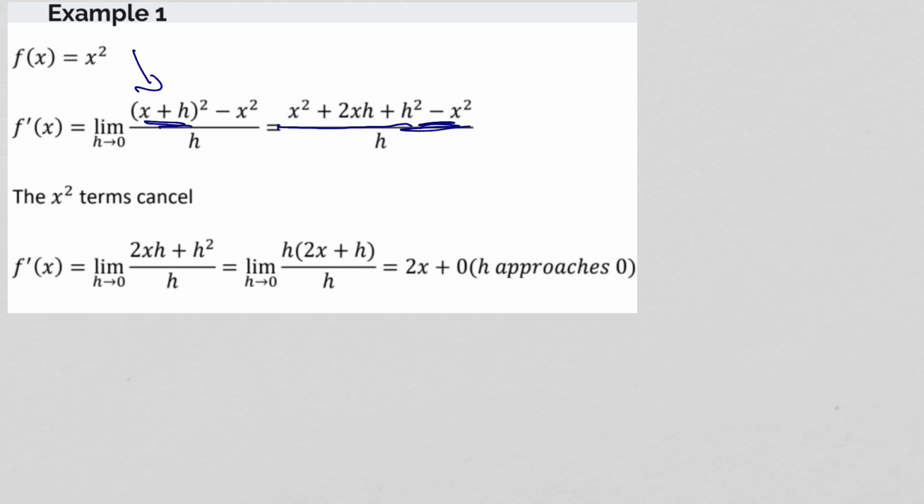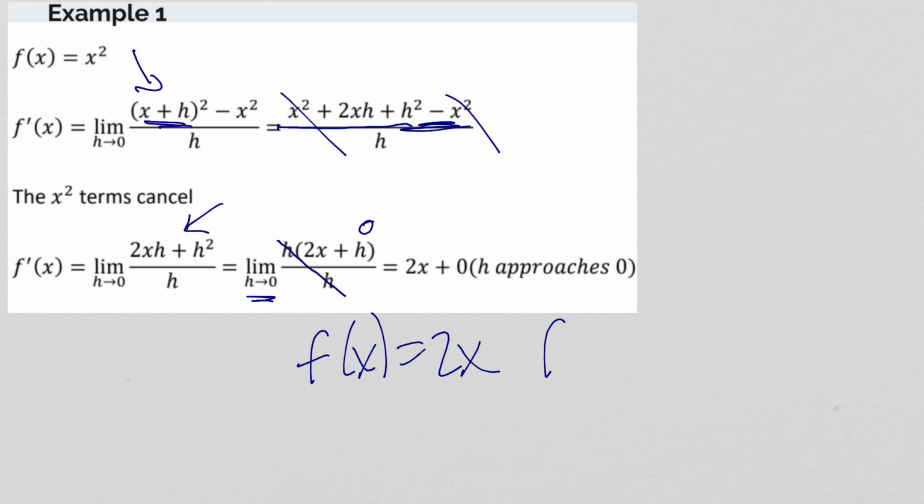So what do you notice? These two terms cancel out, and I'm left with 2xh plus h squared, all over h still. I could cancel some h's there, so I could pull out an h from the 2xh, and I could pull out an h from the h squared. I'm left with this inside. These h's are going to cancel, and now I'm left with 2x plus h. Now I could plug in my limit. This is 0. So my answer for the derivative of x squared, f prime of x, is 2x.